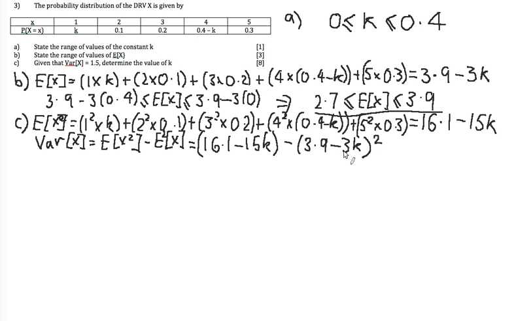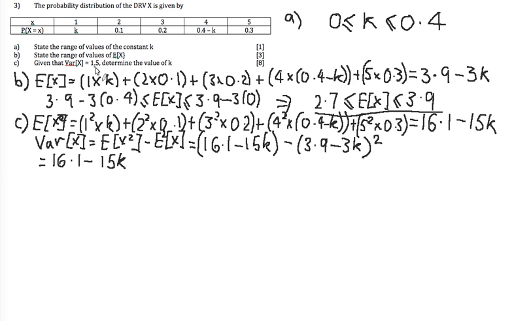Please remember when you deal with this bracket, it is not simply squaring the 3.9 and squaring the 3k. Remember that you are supposed to multiply this bracket by itself. So we're going to come out with an expression. It doesn't look particularly nice at first. So we're going to have 16.1, actually 16.1 minus 15k.